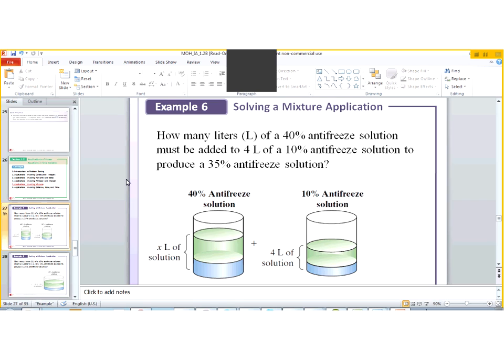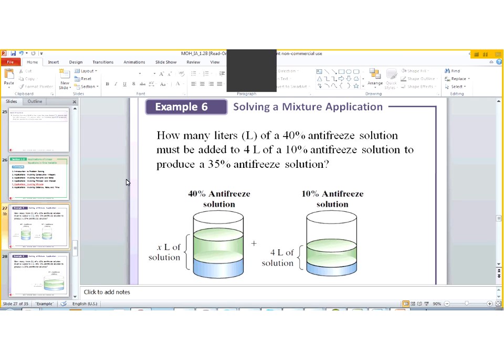So this is how we set up that word problem here. In this case, we have 2 containers here. One labeled 40%, and the other one labeled 10%, and ultimately you want to get 35%. We don't know how much we're going to use for 40%. We call it N, but we know that we only have 4 liters available in this container. Ultimately, we're going to get 35% antifreeze. So the amount here should be N plus 4. So that's how you set them up.